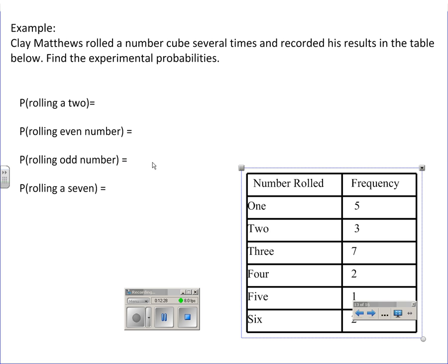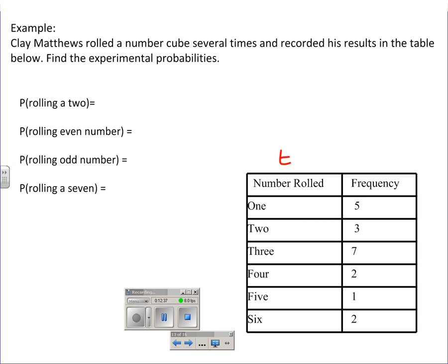It says Clay Matthews rolled a number cube several times and recorded his results. So this is his experiment results. I want to know what was his experimental probability of rolling a 2. I look, he got 3 2s out of, I need to see how many times he did the experiment. Well, I can add these up. 7 and 3 is 10, 15, 16, 17, 18, 19, 20. So 3 out of 20 times that he actually rolled the number cube.